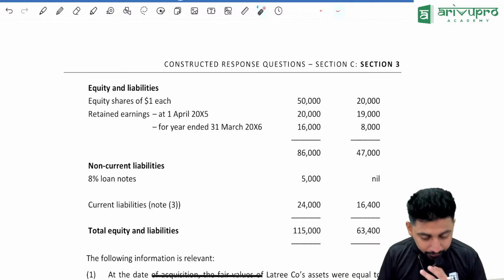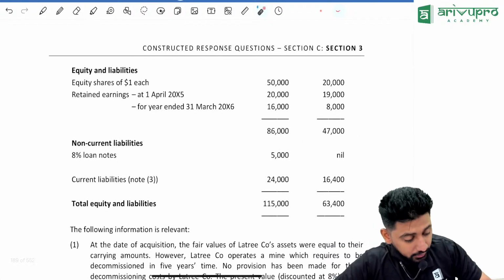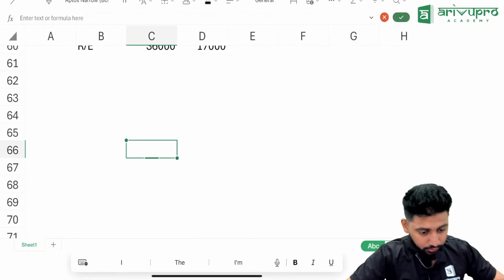Super. Let me go further. That is done, and I want my revaluation. The question doesn't show any revaluation, so I'm going to go down. Still, I'm going to go down.